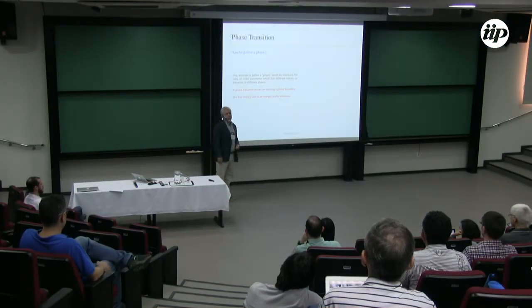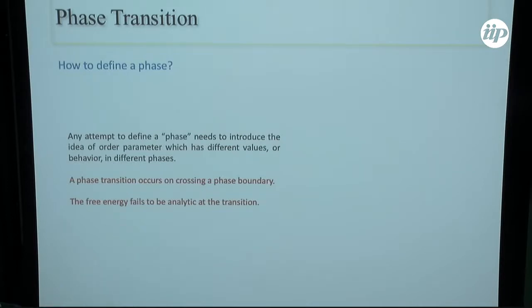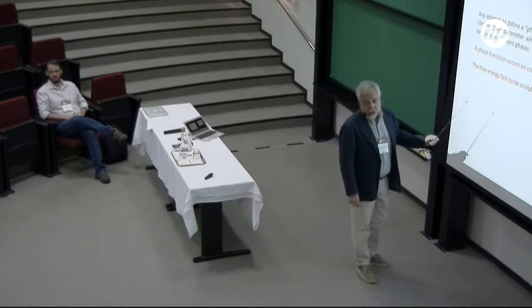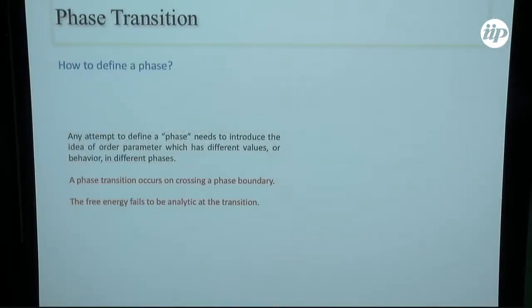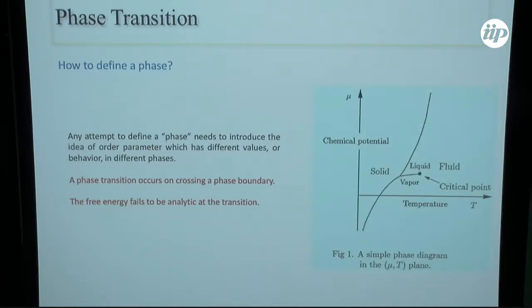But anyway, what is important for me at this moment is a phase transition. And a phase transition occurs when we cross a phase boundary. And this is very important: the free energy has to be analytic at the transition. This is very important for our development. Okay, and then, following, any attempt to define a phase needs to introduce the idea of an order parameter, which has different values in one phase and another phase. Again, there is something self-feeding.